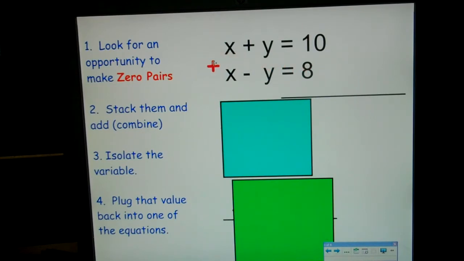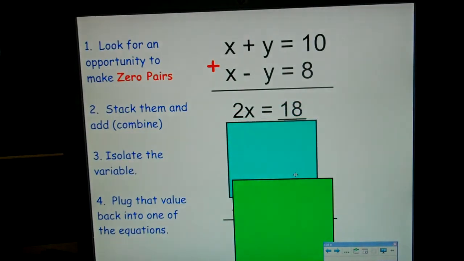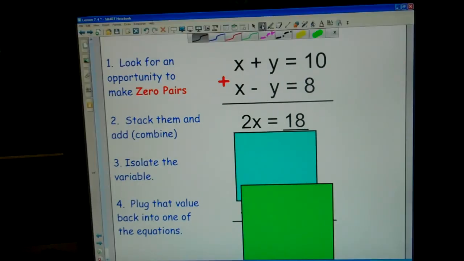All right, here's the whole deal with combinations. You set it up like an addition problem. Okay? So we're going to add these two. We need something to go away. All right? Let's see what is behind door number 1. Here we go. Let me get my pen so I can show you what just happened. All right? Stack them and combine, or add. Okay? Add. Combine them.